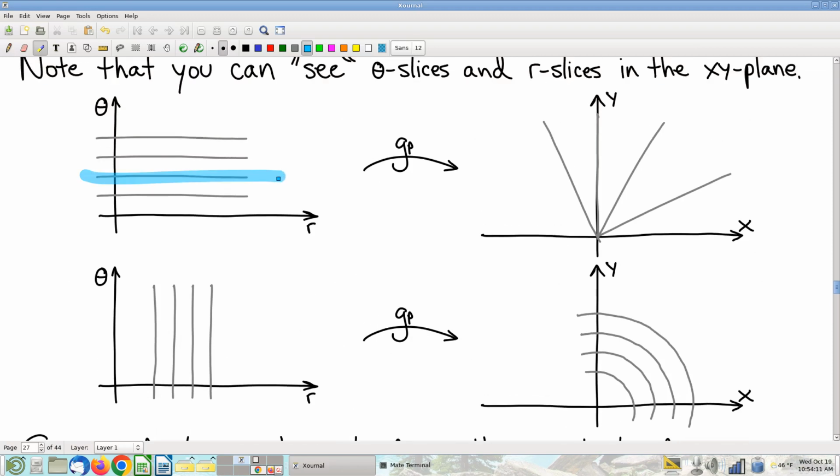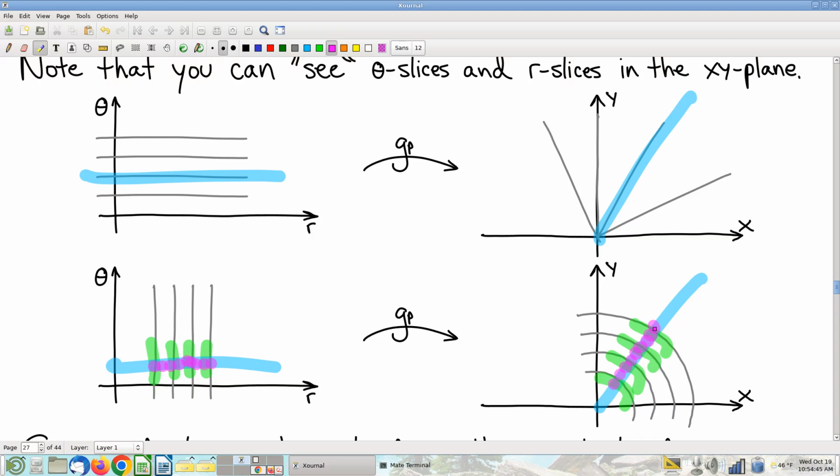Here's a theta slice. Let me draw that theta slice down here. There's that theta slice. R slices of that theta slice, as you chop up that theta slice, those r slices are like this. Effectively, as you move along the theta slice in the r direction, you're just moving along that theta slice, well, outward from the origin, you might say.